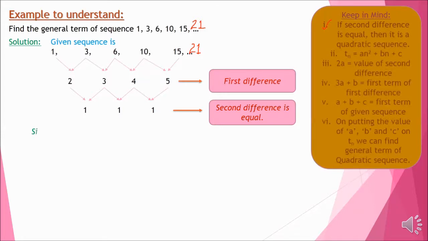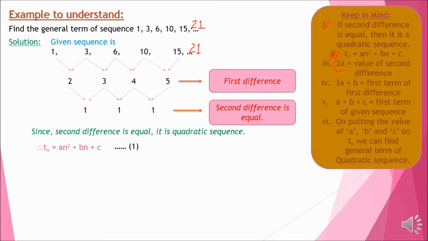Since the second difference is equal, it is a quadratic sequence. For a quadratic sequence, our Tn will be an² + bn + c, which is equation 1. Now we can get the value of a right here. 2a is equal to the value of the second difference. The value of the second difference is 1, so 2a equals 1, and our a will be 1/2.